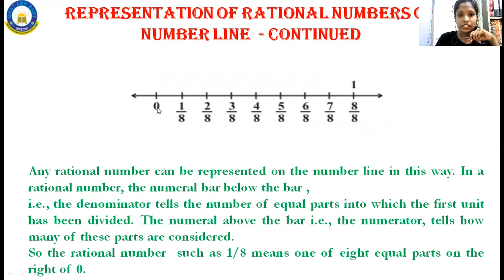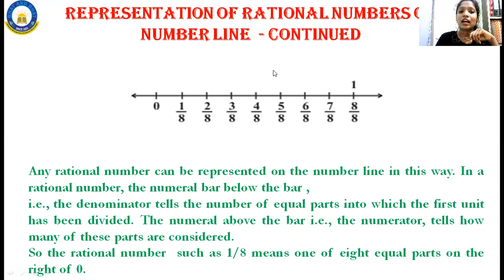See 0, 1 by 8, 2 by 8, 3 by 8, 4 by 8, 5 by 8, 6 by 8, 7 by 8, and 8 by 8. So in 1 by 8, 1 is above the line, 8 is below the line. So 1 is the numerator, 8 is the denominator. And any rational number we can represent on the number line in this way itself.